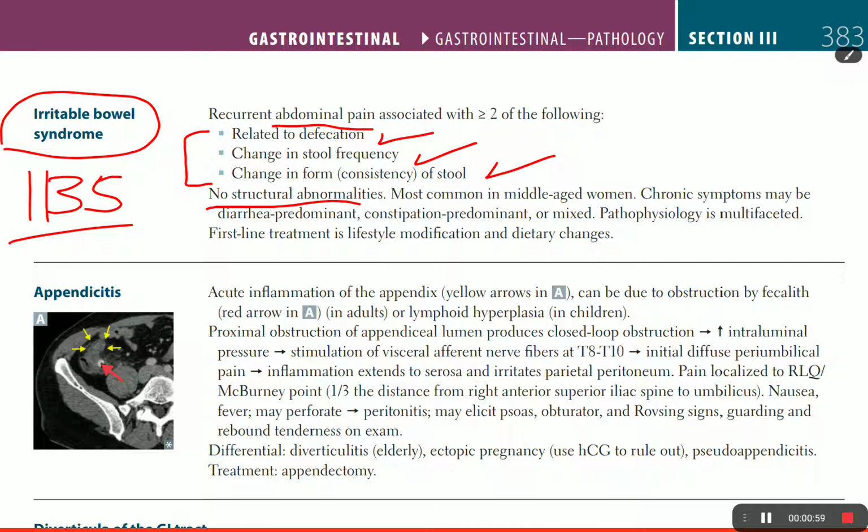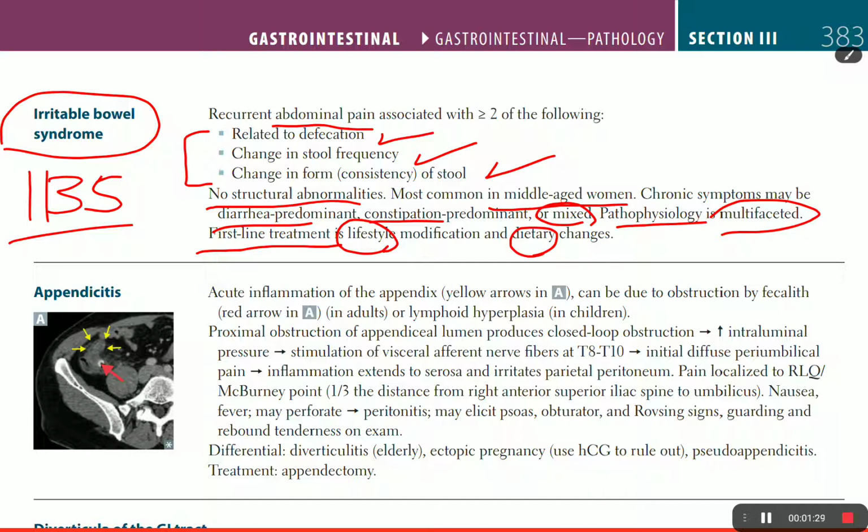It is most commonly associated with middle-aged women, and the chronic symptom may be persistent diarrhea, persistent constipation, or a mix between diarrhea and constipation. The pathophysiology of it is multifaceted. Most of it is still unknown. The first line of treatment is lifestyle modification and dietary change. That is irritable bowel syndrome, as simple as I can.